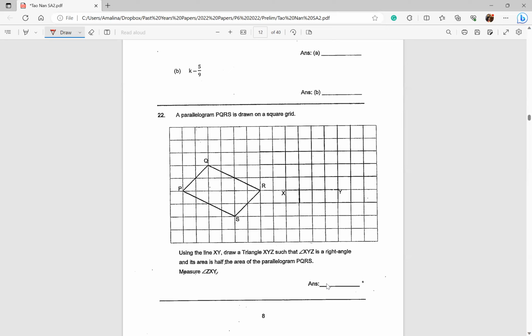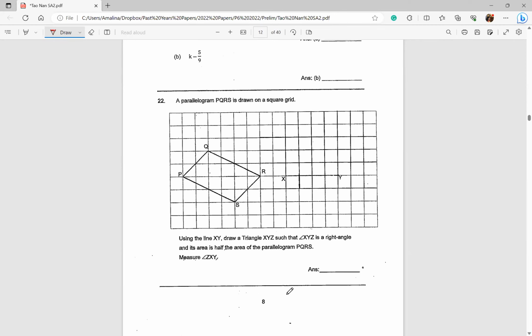Okay, now how do I find out the area of the parallelogram? If I want to find half of this, it means I will cut this parallelogram into 2. You see, I cut this into 2. So let's try to find the area of the top triangle. How to find this triangle? Look at the base. Count the sides: 1, 2, 3, 4, 5, 6. The base has 6. The height is 2.